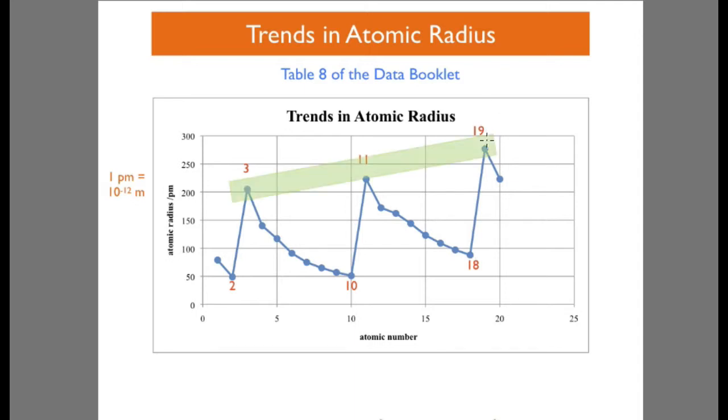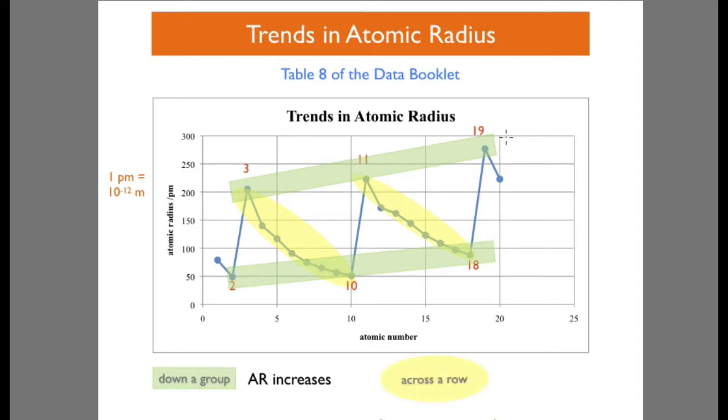There's a very gradual increase here if we just look at lithium to sodium to potassium. So you get an increase in atomic radius as you go down a group. And then if we go from lithium to neon and sodium to argon, you can see a gradual decrease. So across a row, the atomic radius decreases.